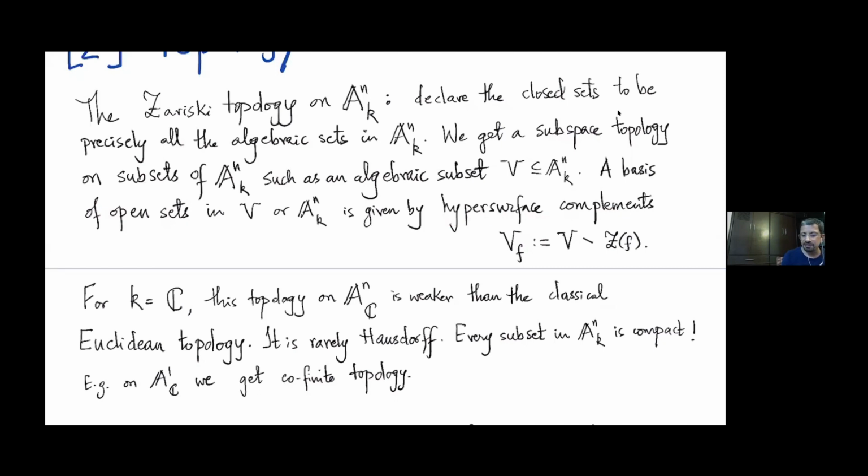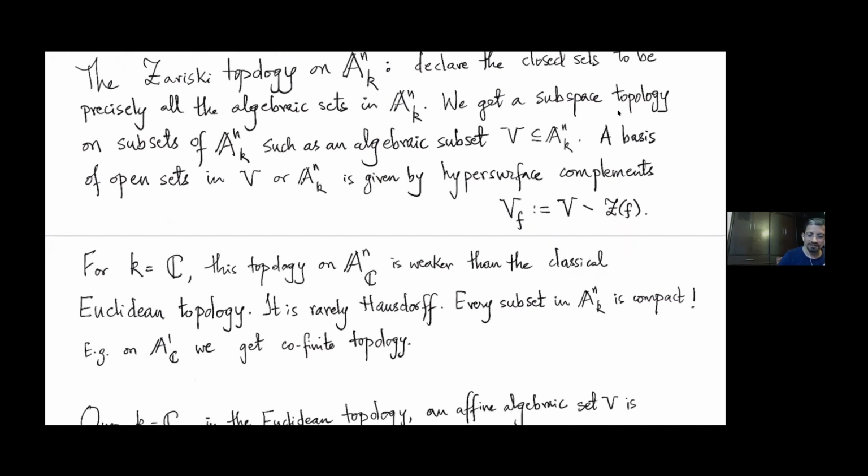And so our notation for that will be V_F. So this is the locus, sorry, where F is not zero. I mean, that's the complement of the locus where F is zero. So it's the locus where F is not zero.